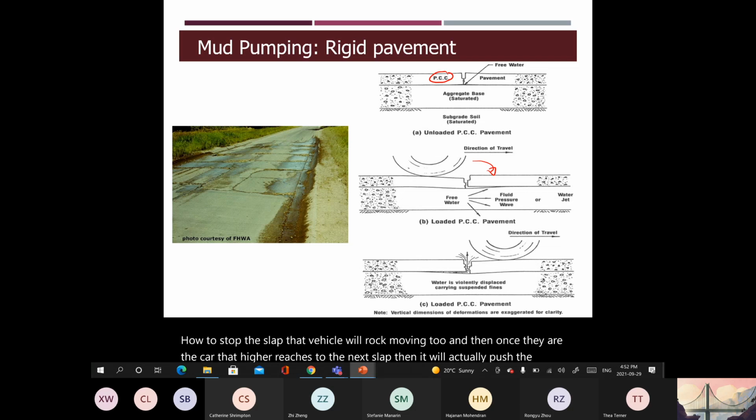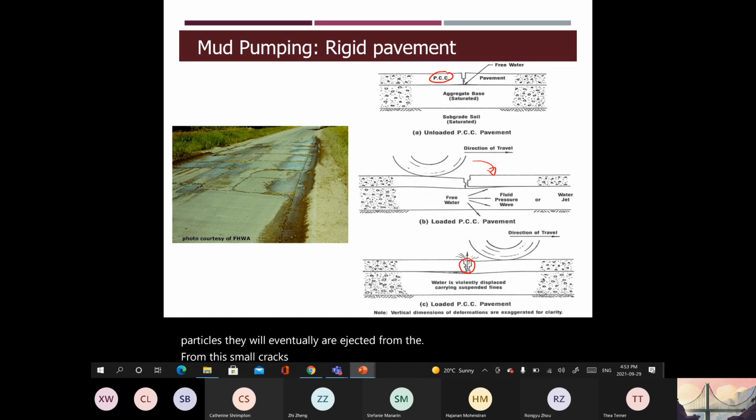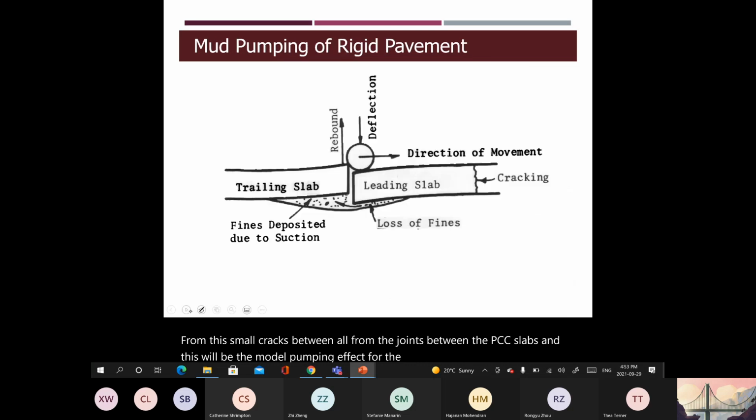And due to this kind of repeated movement of the water and fine particles, they will eventually be ejected from the small cracks, or from the joints between the PCC slabs. And this will be the mud pumping effect for the rigid pavement. And this figure actually shows some more detailed mechanism about the mud pumping effect.